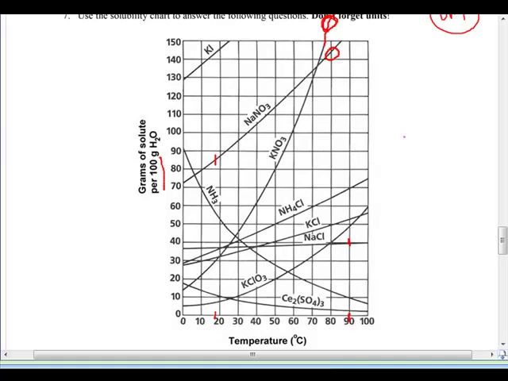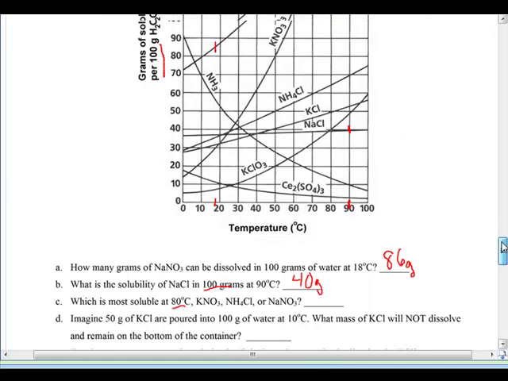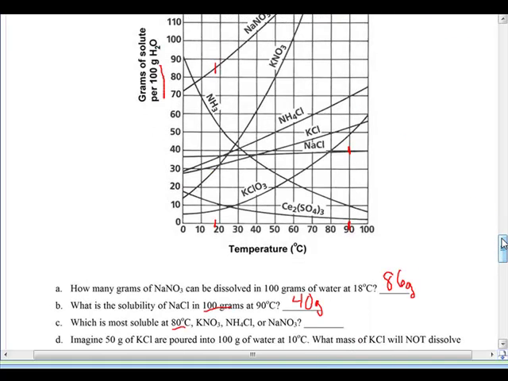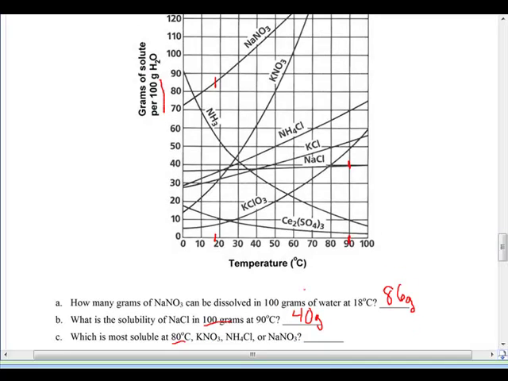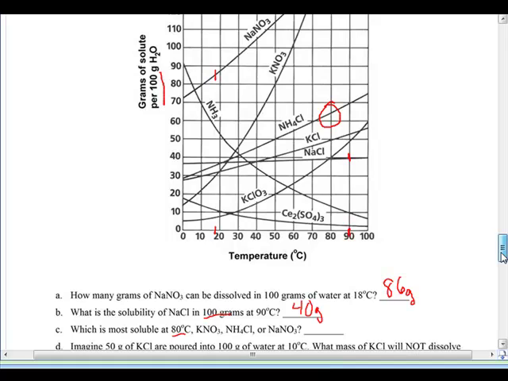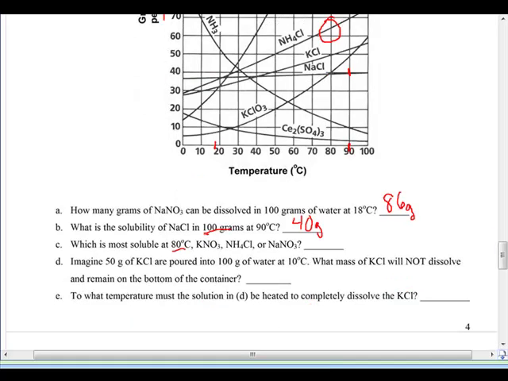NaNO3 is another one at 80 degrees. And our final substance we had to look at was NH4Cl, this one. We look at those 3 points. Which one's higher? The KNO3. I'm not going to write it, I'll just circle. KNO3 should be your final answer right there.